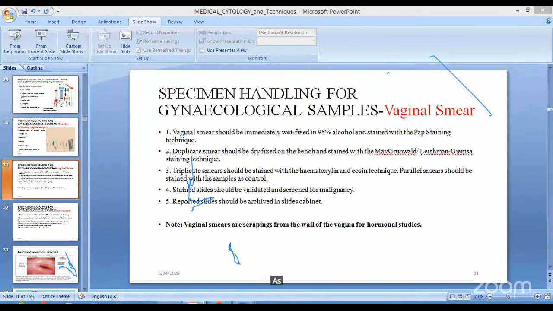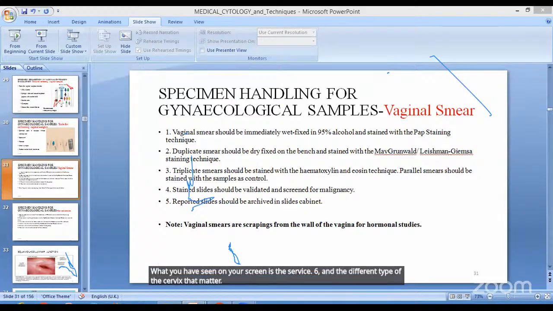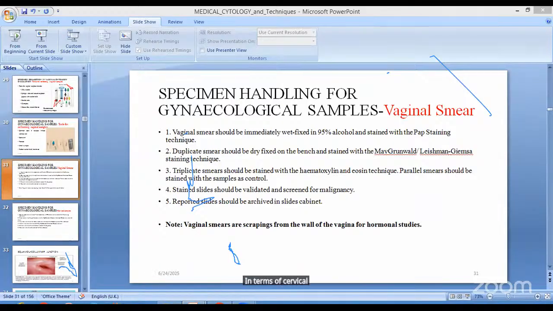I spoke about the squamous columnar junction earlier. So this is what it is. What you are seeing on your screen is the cervix and the different parts of the cervix that matter in terms of cervical sample collection. You should understand what the transformation zone is, what the squamous columnar junction means, and of course what the new squamous cell junction means.